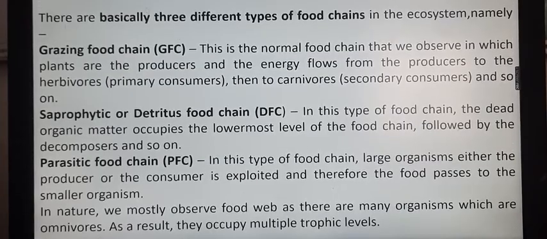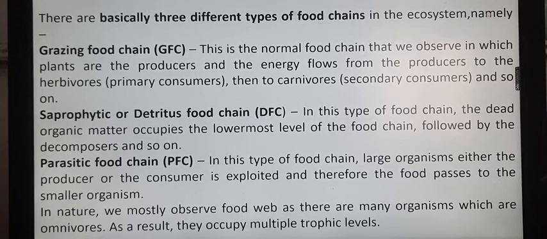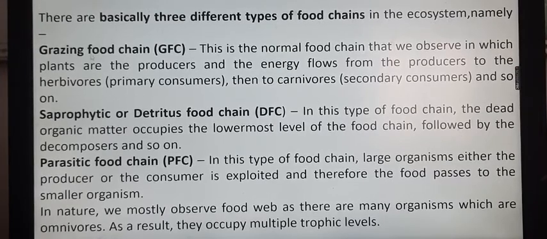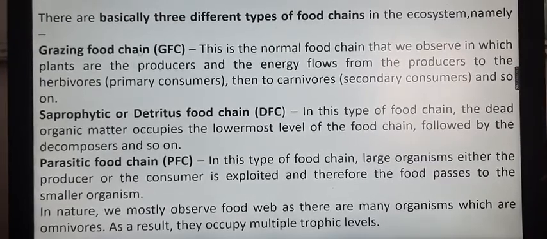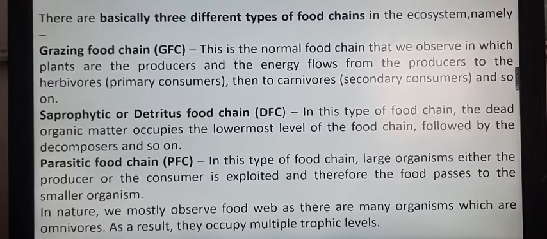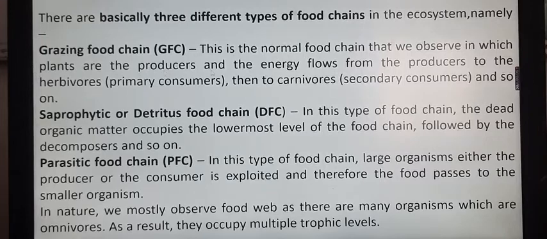So now there are basically three different types of food chains in the ecosystem. They are grazing food chain, that is GFC. So this is the normal food chain that we observe, in which plants are producers and energy flows from producers to herbivores, then to carnivores, and so on.